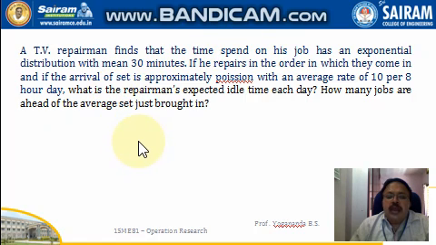Then one more problem. A TV repairman finds that the time spent on his job has an exponential distribution with a mean of 30 minutes. He repairs sets in the order in which they come, and the arrival of sets is approximately Poisson with an average rate of 10 per 8-hour day. So the customers coming are 10 per 8-hour day. What is the repairman's expected idle time each day? How many jobs are ahead of the average set just brought in? That is the question.